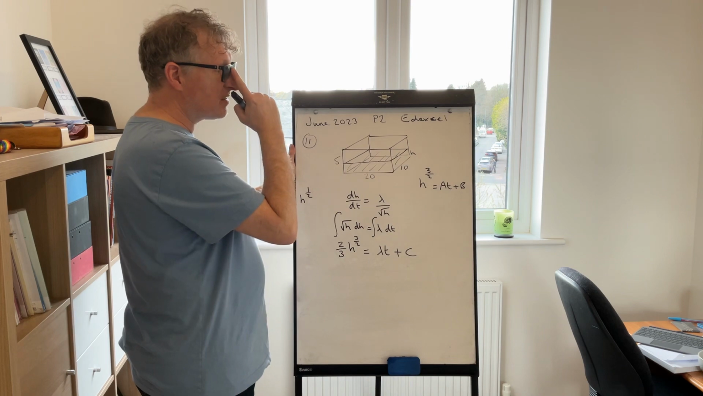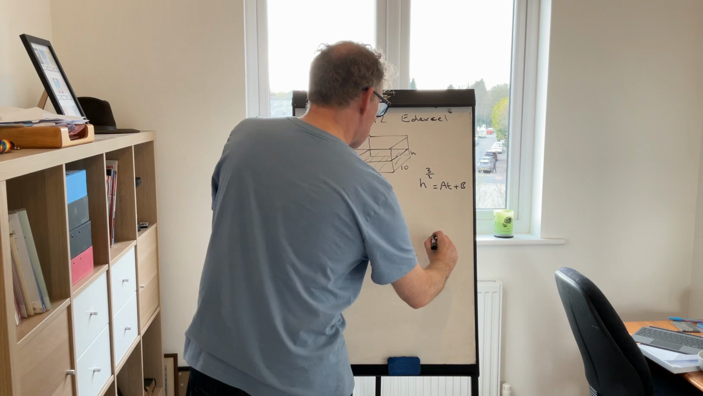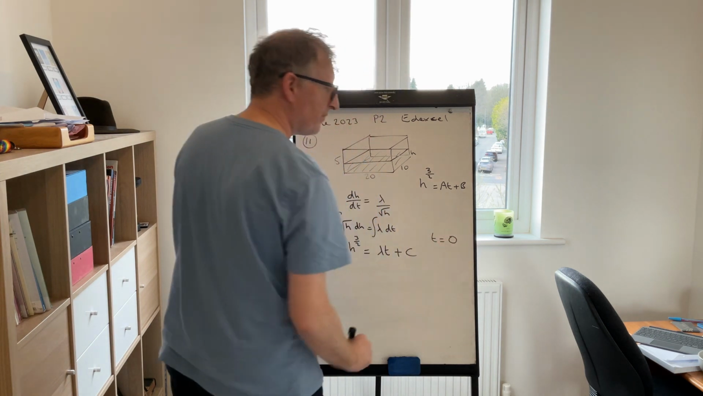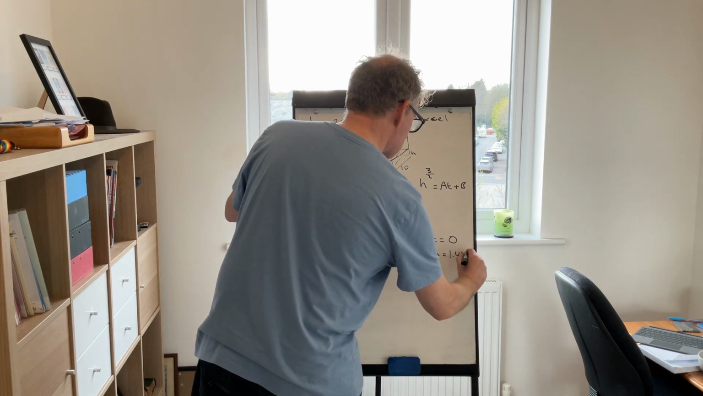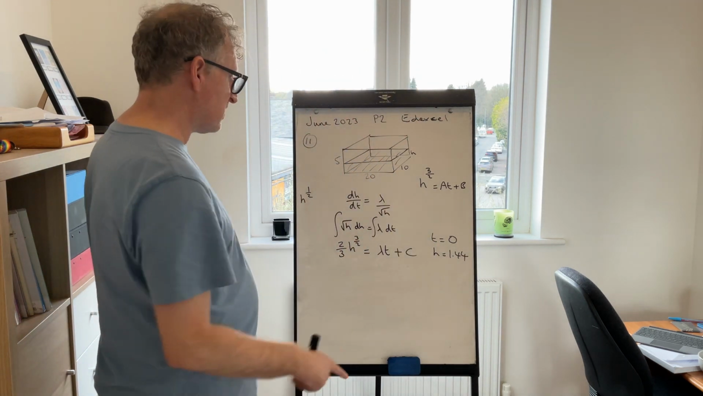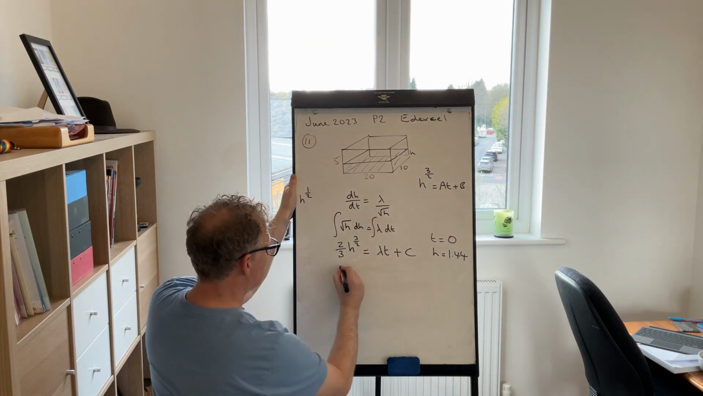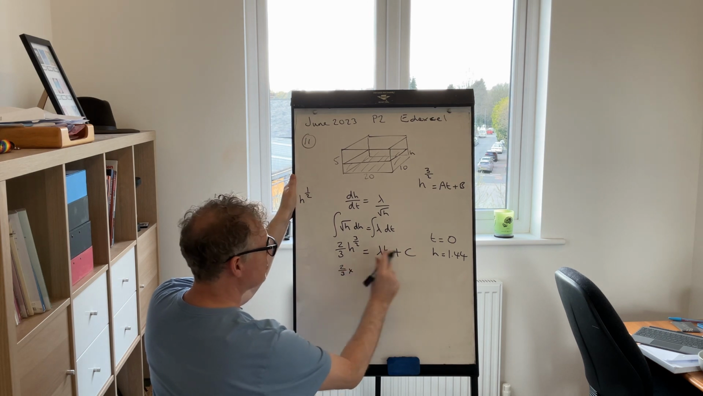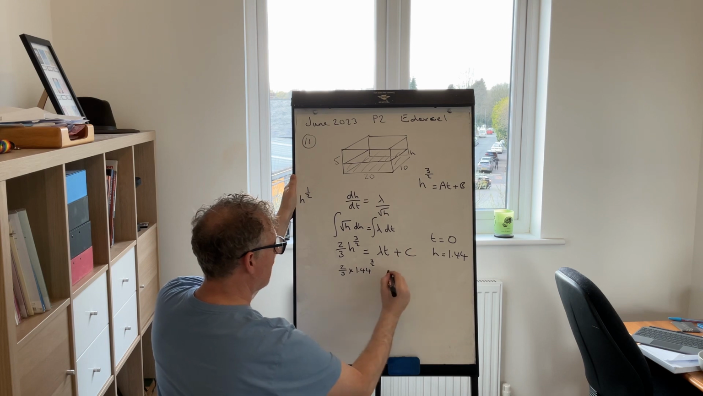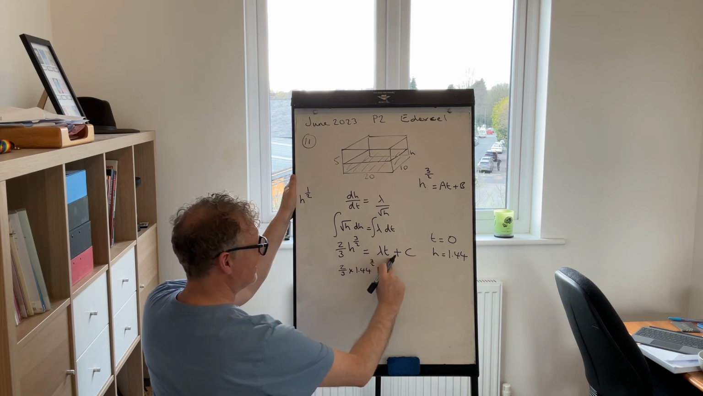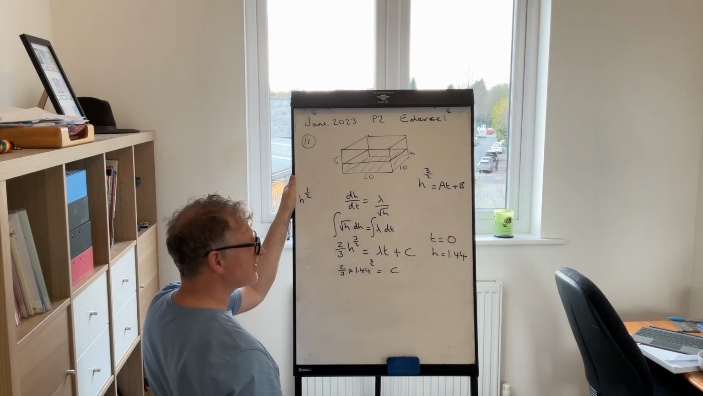So the first one is that the height of the water in the tank was initially 1.44. So initially, that means when time was 0. And we know the height was 1.44. So there's condition number 1. So we can stick that in to our equation. So we're going to have 2/3 times h, 1.44, to the power of 3/2, equals lambda t, well t is 0, so therefore that disappears nicely, and it gives us our c.